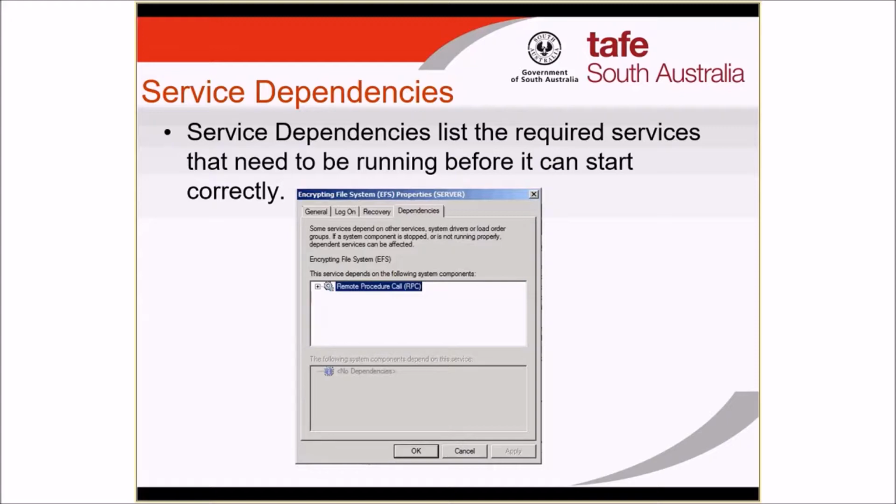We also spoke about dependencies while I was giving that demonstration. Basically, a dependency is a list of other services that is required for our service of interest to actually use, okay? If those services are not running, our service that we're looking at probably can't run either. In this case, EFS is depending on the remote procedure call, and if that service is not actually running, our service called encrypted file system cannot run.